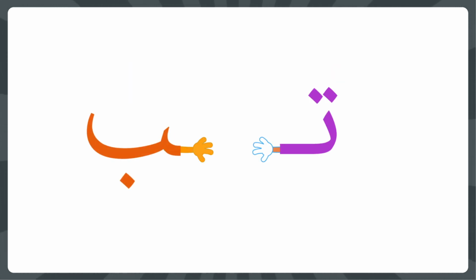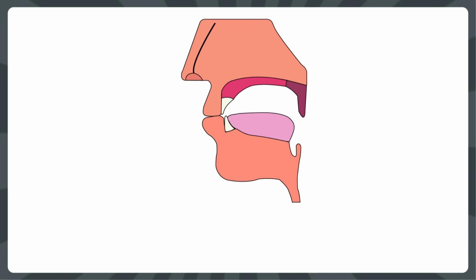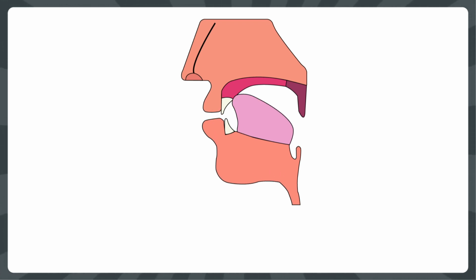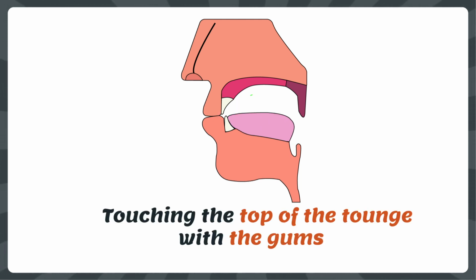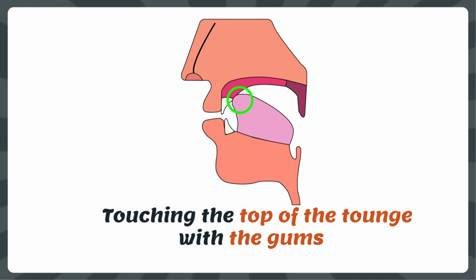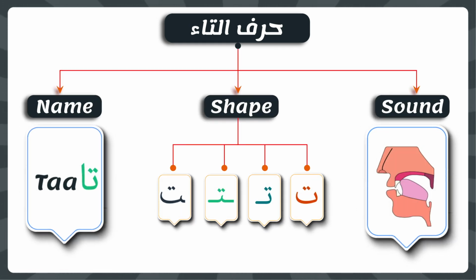And this is how Ta comes in the beginning joining Ba. The sound of Ta is t. It comes from touching the top of the tongue with the gums and letting the breath run out. Alhamdulillah, we have learned the name, shape, and sound of Ta.